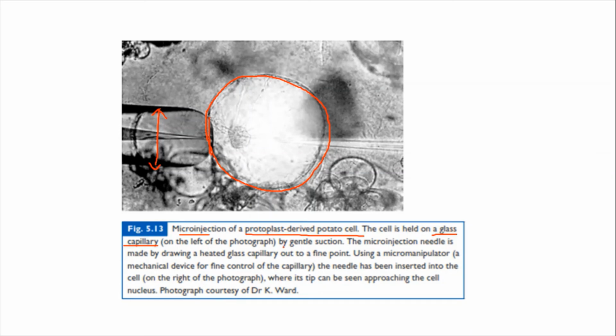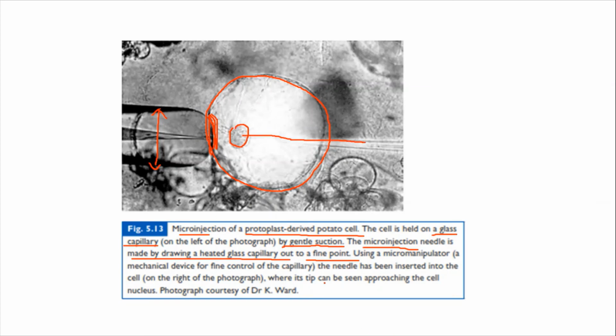For the injection purpose, the microinjection needle is made by heating the glass capillary. It has a very fine point, and the fine needle goes up to the nucleus. The fine needle is used to insert the DNA into the cells. This is a famous photograph shown here.